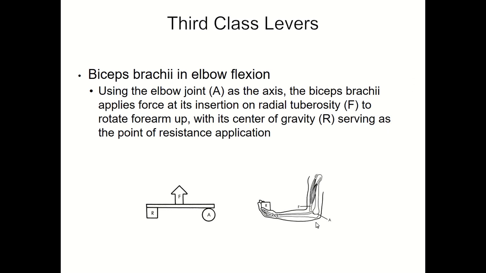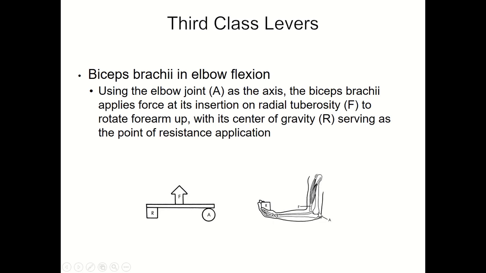In the body, one of the best examples is the biceps brachii in elbow flexion. So again, force is in the middle of the resistance and the axis. Here in our body system, the axis of rotation is at the elbow joint. The biceps brachii applies force at its insertion on the radial tuberosity, so down here, okay, to rotate the forearm up to overcome any resistance. That could be, for example, just the hand, it could be a textbook, it could be a weight.